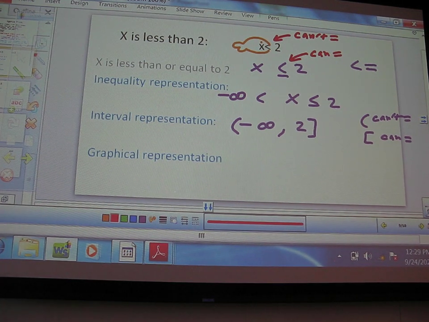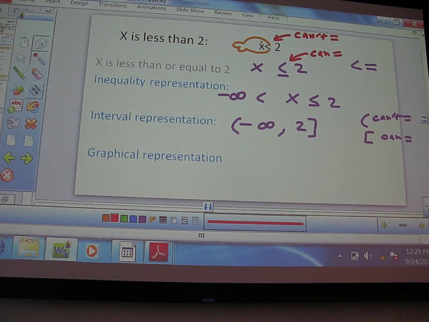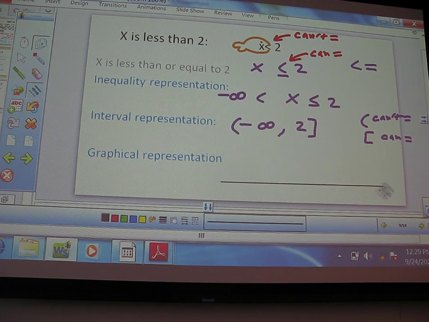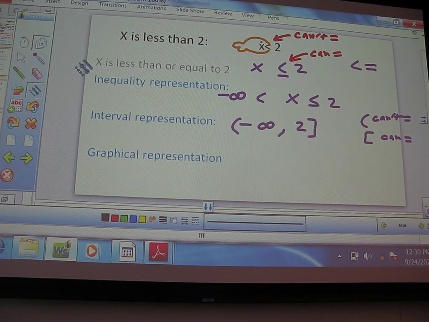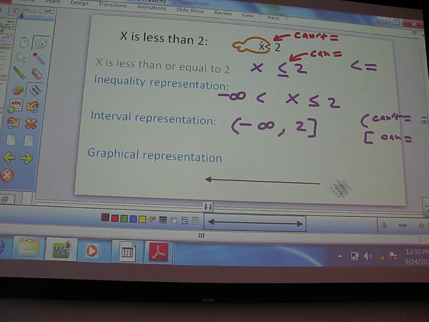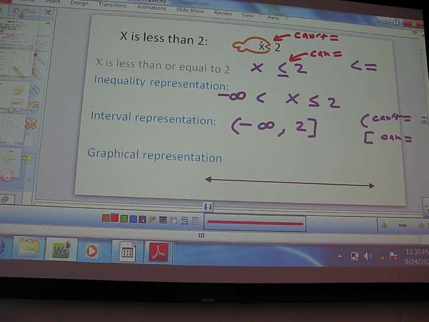Graphical representation is when you graph it. If you look on your handout, you have your homework, and you have graphical representation in there. With graphical representation, you always want to anchor yourself to something. So I'm graphing less than 2, so I'm going to give myself a marker like 0.